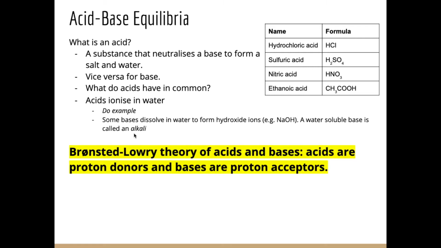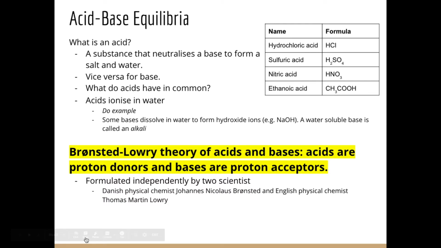Excellent. So let's get to this definition, Brønsted-Lowry, that we mentioned in the title of the episode. The Brønsted-Lowry theory of acids and bases: acids are proton donors, bases are simply proton acceptors. It was devised by two scientists independently of each other: a Danish fella called Johan Nicolai Brønsted, and an English physical chemist, Thomas Martin Lowry. So, name dropping both those fellas.